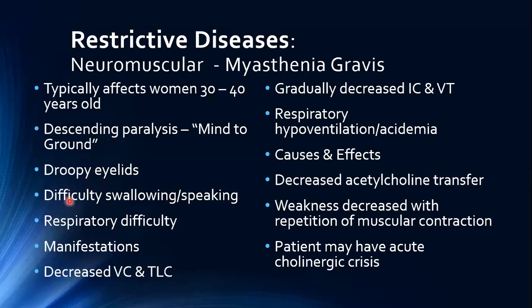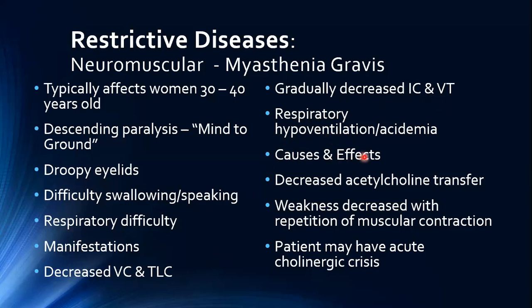All right? Like I said, start with droopy eyelids. Then you have difficulty swallowing and speaking. Then you have respiratory difficulty. The manifestations of it are decreased vital capacity and TLC, just like any other restrictive disease. The spirometries are the same, okay? Decreased inspiratory capacity, tidal volumes, all the stuff is down with restrictive diseases, all right? Respiratory hypoventilation or acidemia, of course, because you can't breathe. You start to build up CO2.